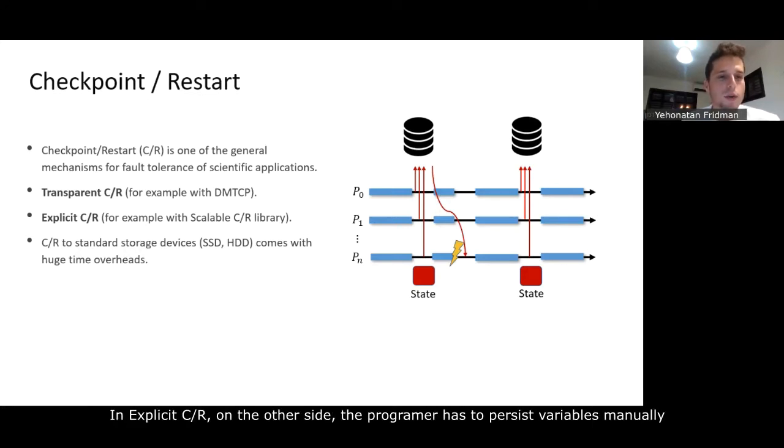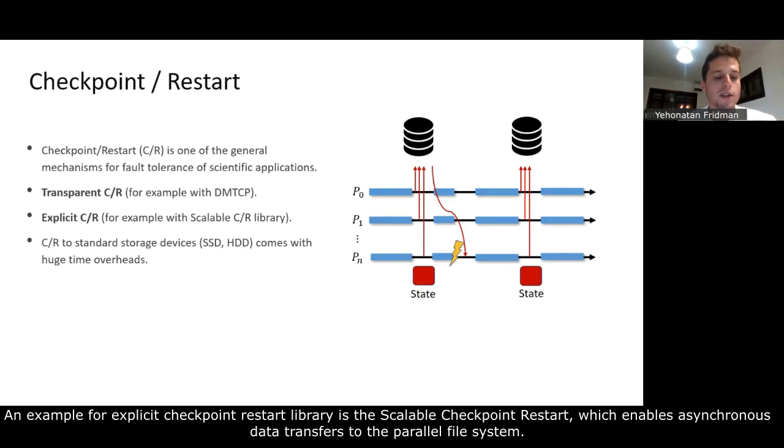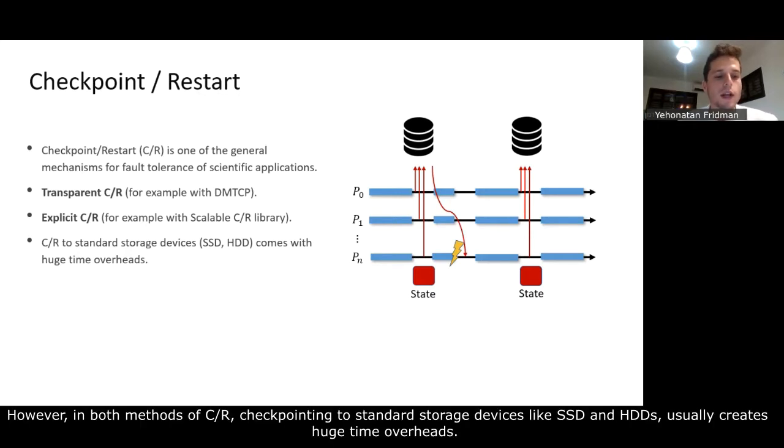In explicit checkpoint restart, on the other side, the programmer has to persist variables manually and must store the whole required computational state to be able to recover from a valid state. An example for explicit checkpoint restart library is the scalable checkpoint restart, which enables asynchronous data transfers to the parallel file system. However, in both methods of checkpoint restart, checkpointing to standard storage devices like SSDs or HDDs usually creates huge time overheads.